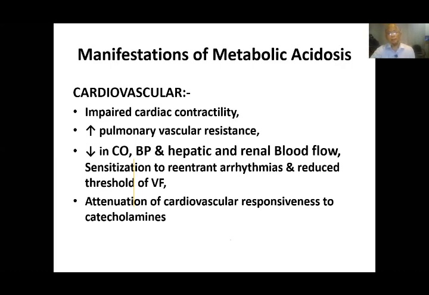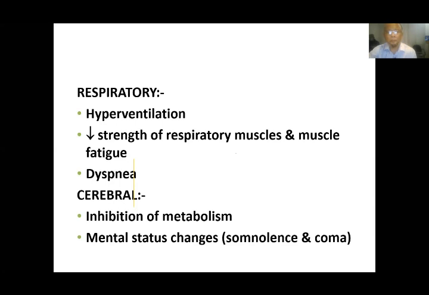So in metabolic acidosis, you will get less cardiac output, so blood pressure will drop, and there will also be decreased renal blood flow, and these patients are also susceptible to develop recurrent arrhythmia, and also they may develop ventricular fibrillation. And the responsiveness to catecholamines, that is norepinephrine, adrenaline, will be less. So you will also get less changes in the pulse rate.